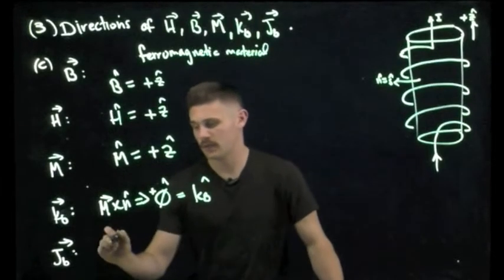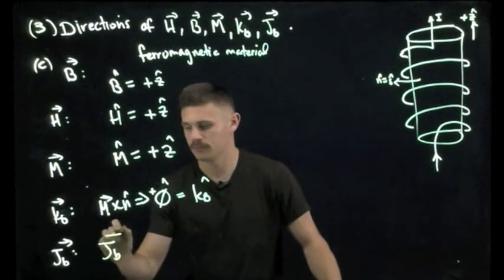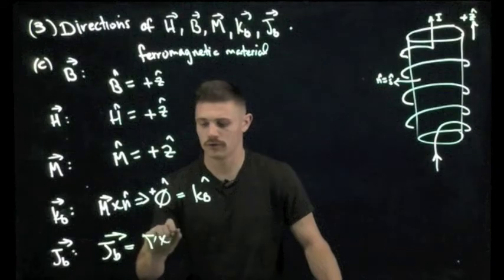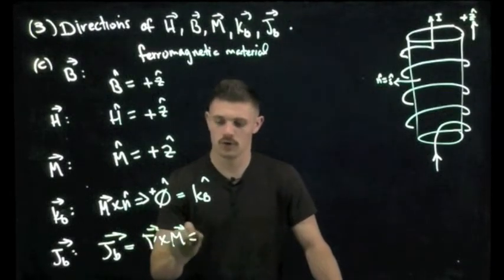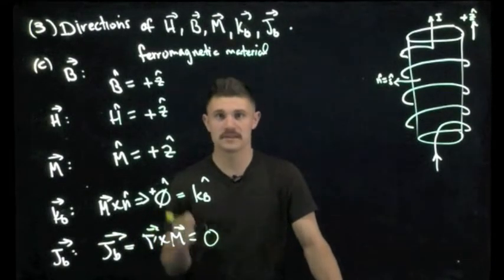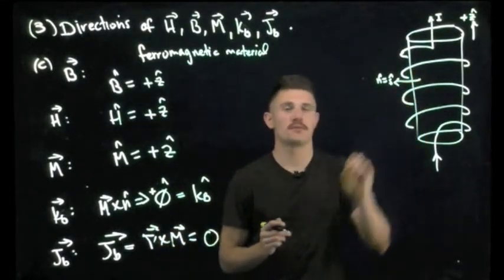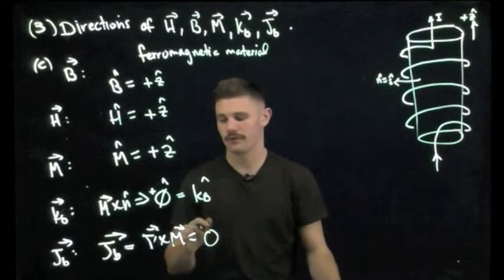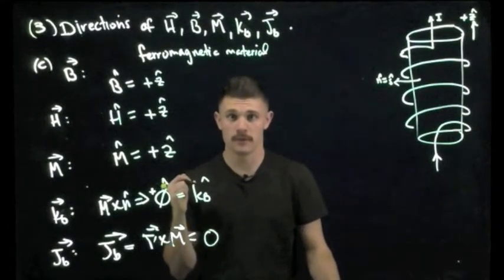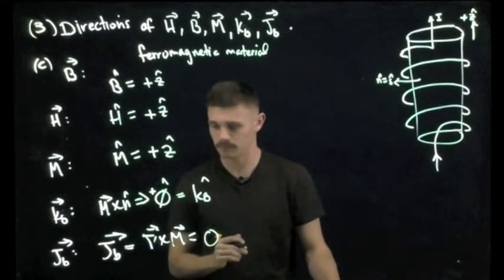And finally, again, we see that J_B is just the curl of our magnetization, which is just 0 because it's a constant induced magnetization. There is no changing magnetic field. The magnetization within the material is staying the same. Therefore, we have 0 bulk volume current density, J_B.